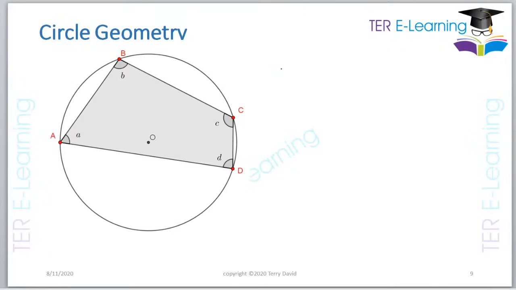So we have something called a cyclic quadrilateral. Basically, a quadrilateral is a four-sided figure, right? And when we say we're talking about a cyclic quadrilateral, each of the vertices of that quadrilateral lies on a circle. So A is lying on a circle, B is lying on a circle, C is lying on a circle, and D is lying on that same circle. And what we learned last week was that opposite angles in a cyclic quadrilateral are supplementary.